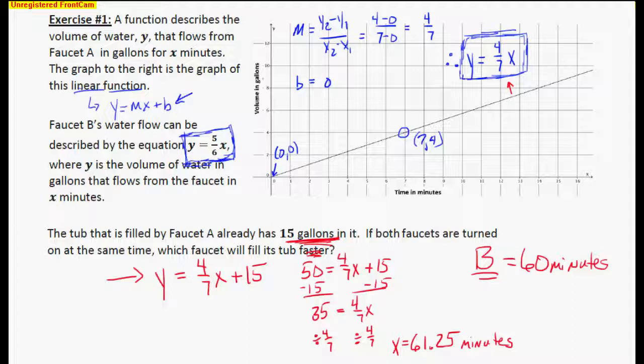Well, I didn't really want to cross that out, but which one's going to do it faster? Still, faucet B. Faucet B is still going to fill it faster because this is less than this 61.25 minutes. All right, so I think that those are all the parts to this first problem. So I'm going to clear the screen off here, and we'll go on to number 2.